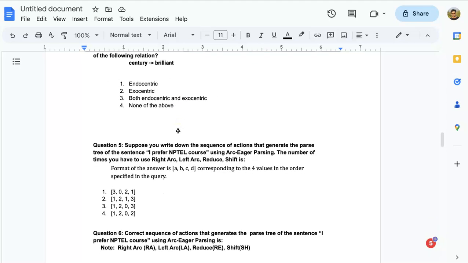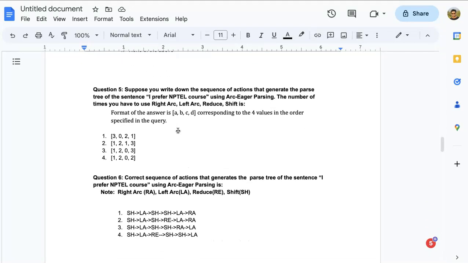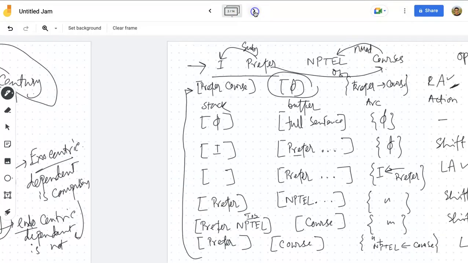That part is clear. Now the next part that we have discussed is about arc-eager parsing. What they are asking is, they give a sentence and tell you to parse the sentence using arc-eager parsing, and you need to calculate the number of times you take each action: right arc, left arc, reduce and shift. Okay. For this, we have already done the example.